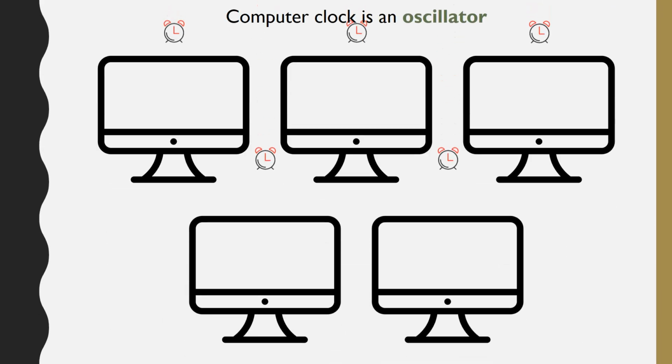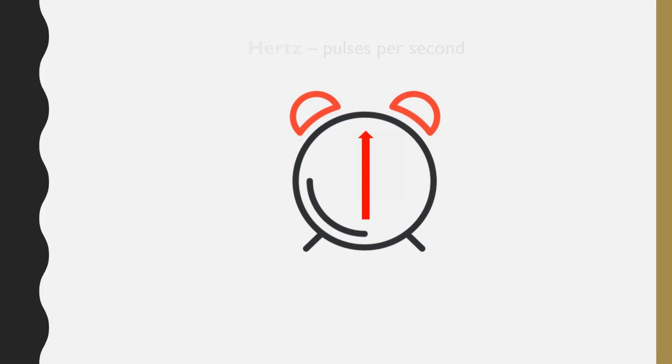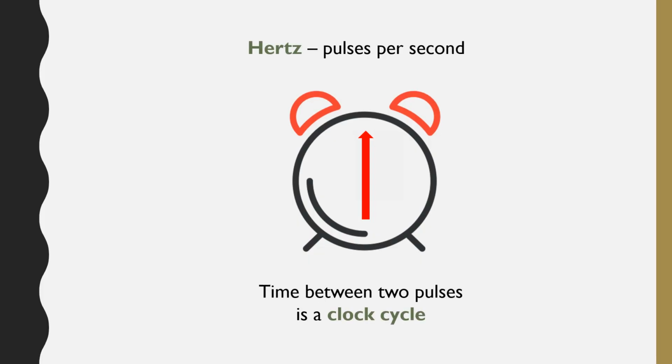Every computer has a clock, which is a piece of hardware, an oscillator, that sends pulses of electrical current to all components of the computer at the same time. This clock is measured in hertz, or pulses per second. The time between two such pulses in a computer clock is a clock cycle. This gives us a unit with which to measure how quickly or slowly things happen within a computer's hardware.